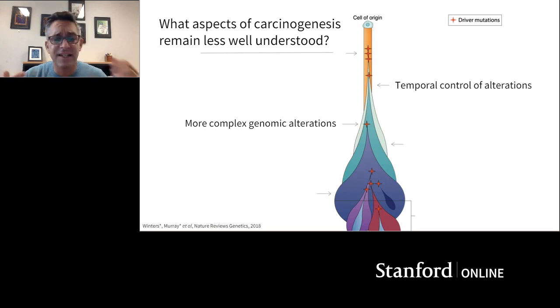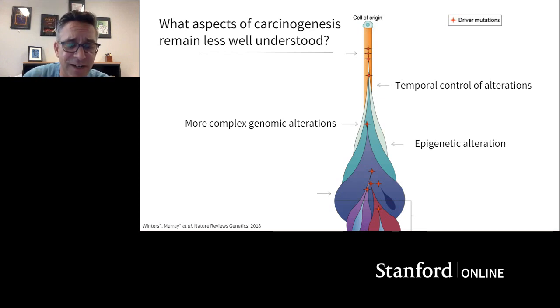I talked a lot today about creating alterations in DNA, right? These mutations or these chromosomal changes. But there's a whole other layer of complexity, which is called epigenetics. This is where genes get changed not by having mutations, but by other elements that control their expression. There's ways to use genome editing to understand epigenetics.